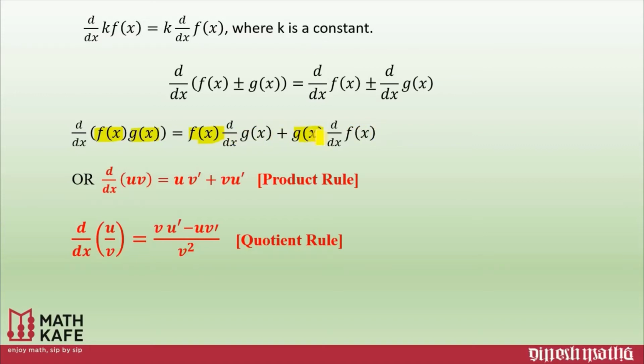You can perform this operation in any order, no restrictions. If you consider u and v are functions of x, suppose u is a function of x and v is also a function of x, then in short you can say u v dash plus v u dash. That's easy to remember. That is the product rule.